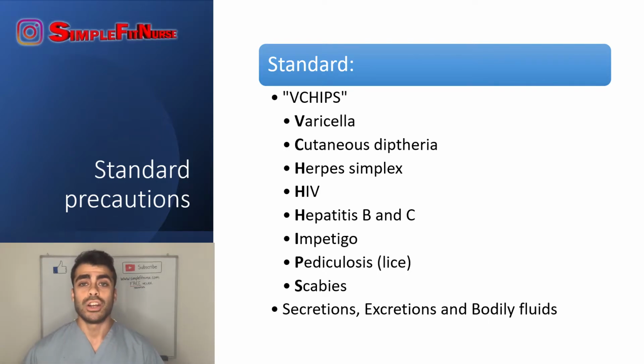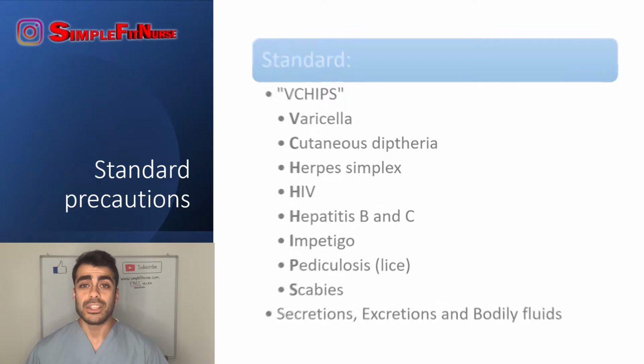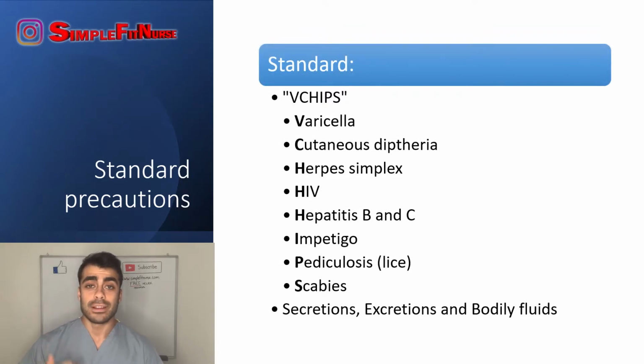For standard precautions, use the acronym V-CHIPS. V standing for varicella, C standing for cutaneous diphtheria, H standing for herpes simplex and HIV and hepatitis B and C, I standing for impetigo, P standing for pediculosis or lice, S standing for scabies, and S also standing for secretions, excretions, and bodily fluids.